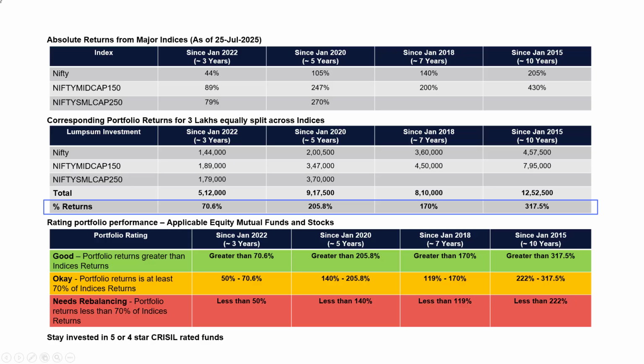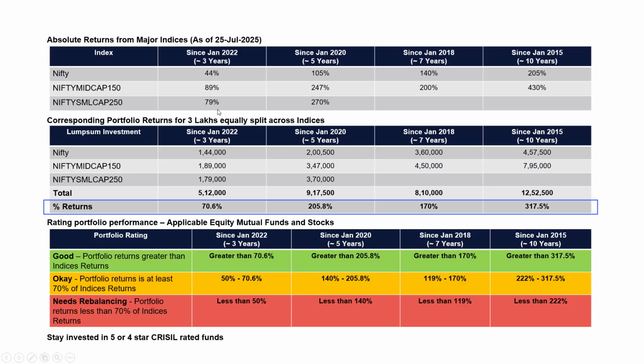If you see this Nifty, the growth of Nifty is 44% since January 2022. It has grown by 105% since January 2020, 140% since January 2018, and 205% in the past 10 years. The midcap index has grown 89% in the past 3 years, 247% in the past 5 years, 200% in the past 7 years, and 430% in the past 10 years.